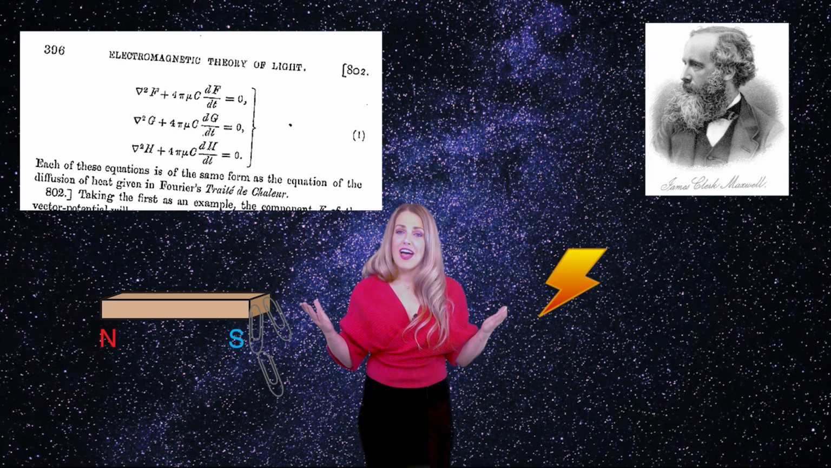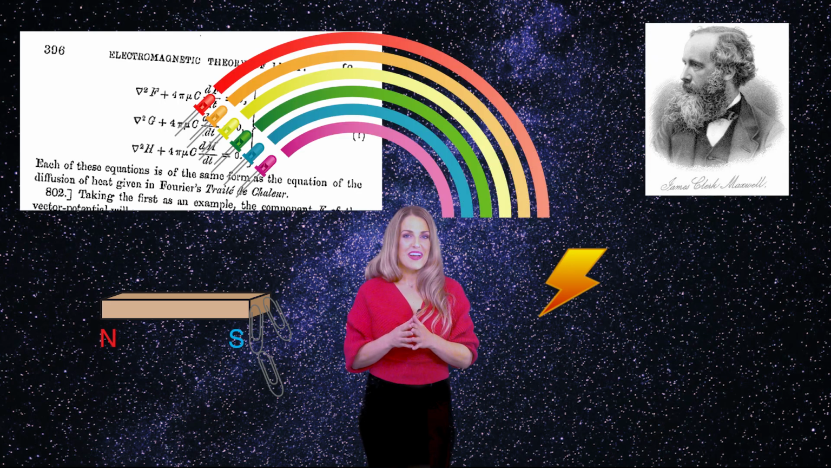Wait, what? Why B? Well, it simply comes down to the notation used by Scottish scientist James Clerk Maxwell, who brought together the concepts of electricity and magnetism into a coherent theory of light, or electromagnetism.